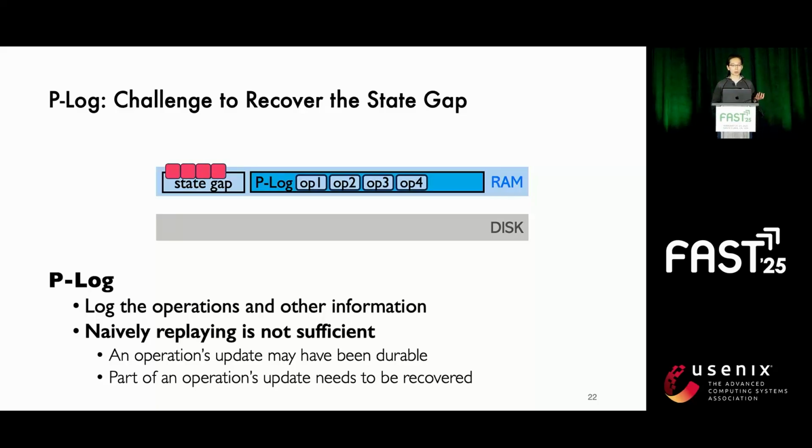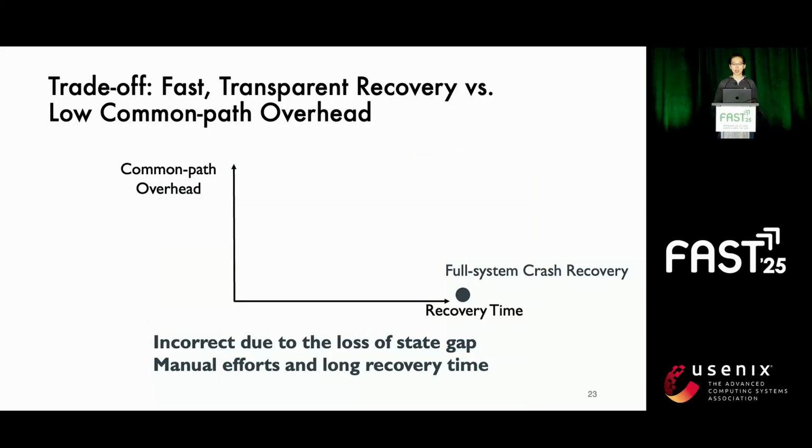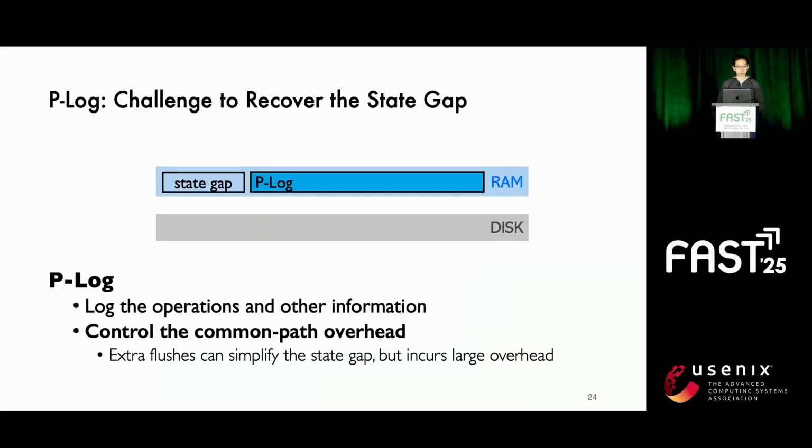Assuming we run several operations and then a sink flushes some of the state to disk. This is common due to out-of-order durability. During the replay, we need to ignore some operations, and sometimes only part of the operation's update is needed. There's a trade-off between recovery time and common path overhead. If we cannot recover the state gap, the results will be incorrect. Likely manual efforts are needed, causing long recovery time.